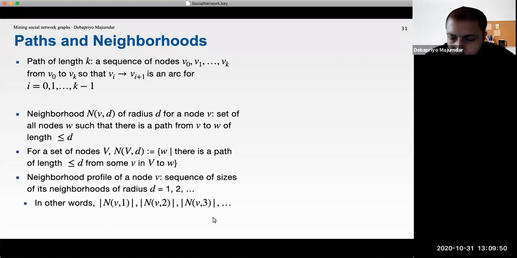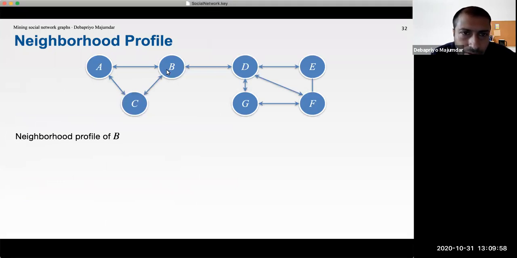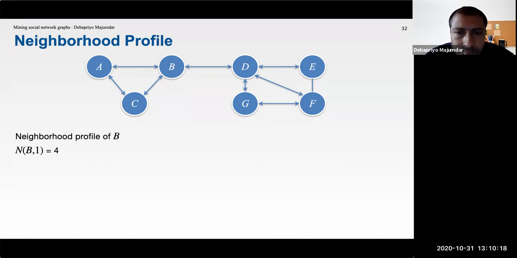So why is this useful? Let's look at this example. What is the neighborhood profile of the node B? NB1 equals 4. Why? In one hop, you can go to 1, 2, 3, and B itself. So you can go to 4 nodes in the first hop. What would be NB2? Anyone? 6? 5?